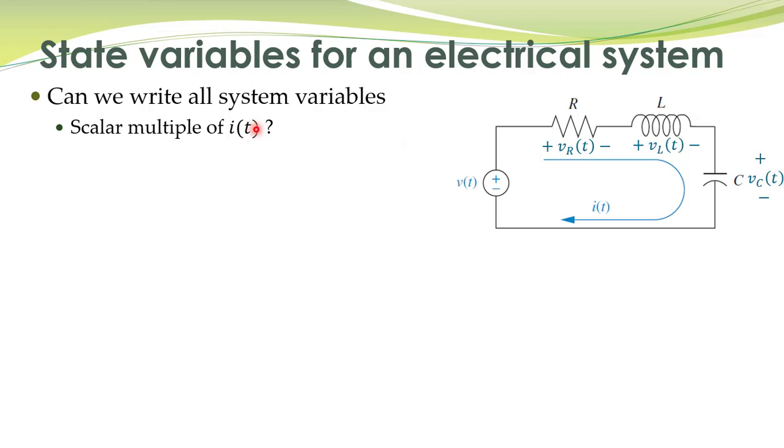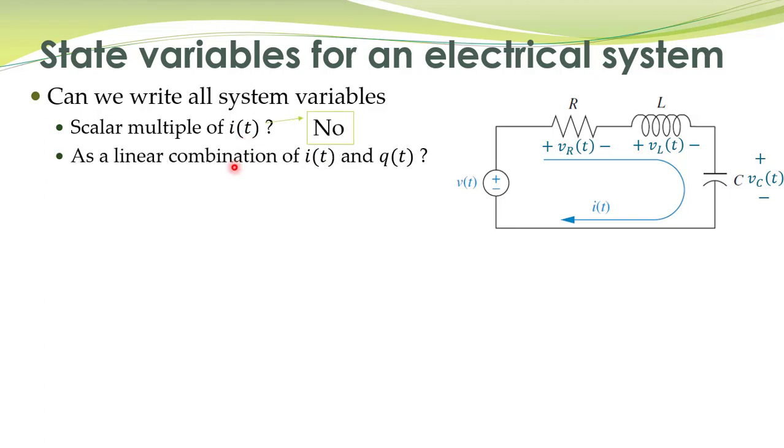It means that in this system, state variables should be more than one. We cannot write all variables in terms of this variable. A state variable set is the minimum set which completely describes all other system variables. So here some system variables cannot be represented in terms of this I of t. Therefore this is not the complete set of state variables. So what do you think, can we obtain all other variables in terms of, for example, current and this charge? The answer is yes, we can write all system variables in terms of these two variables.